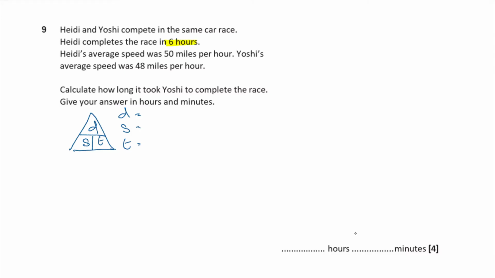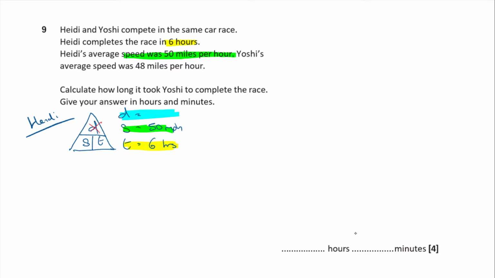Okay, so for Heidi, we know that she completed the race in 6 hours, so the time is 6. Okay, her average speed was 50 miles per hour, so speed there, look, is 50 mph. What we don't know is the distance that the race took place over. So I think the first thing I want to find is the distance from the race from Heidi's information. So covering up the thing I want to find, that's the D.